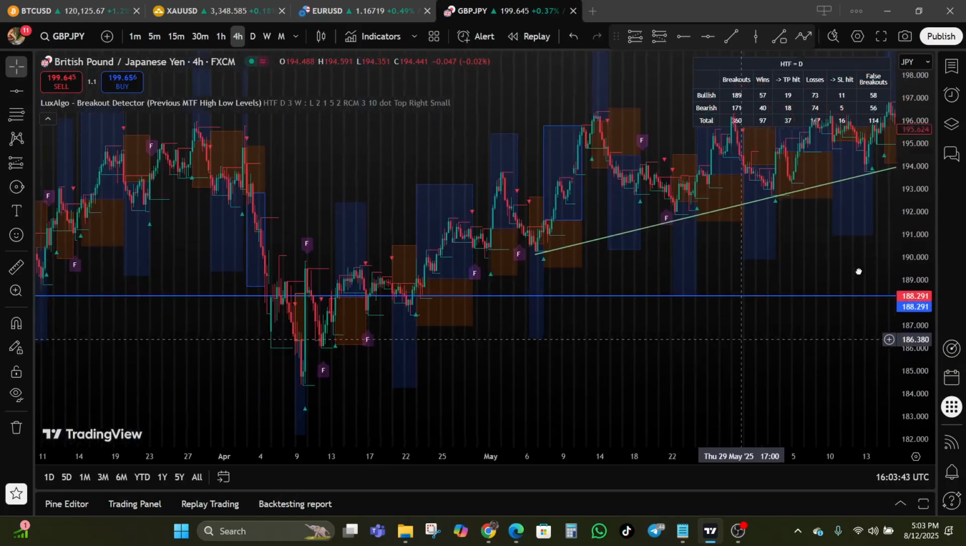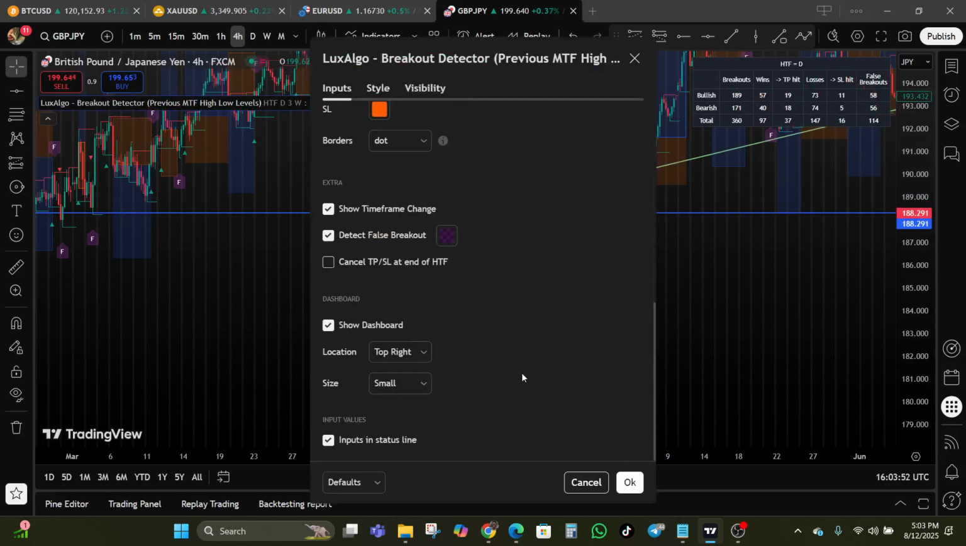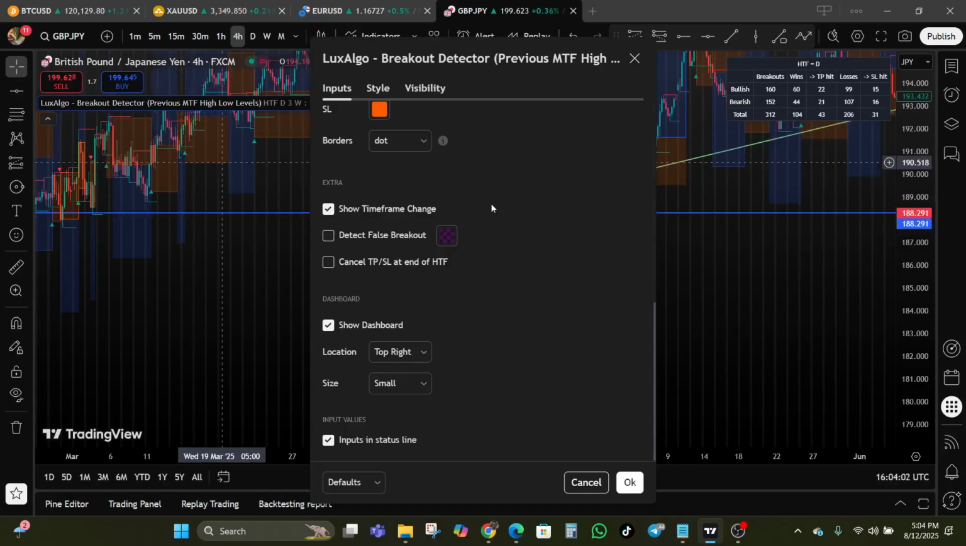But then, if you look closely, you will see that the indicator uses this F to indicate false breakouts. Can you see that? If you go to the settings, you can decide to remove that option. If you remove this detect false breakout, you see they're going to disappear. All right, you can see those F has disappeared, right?